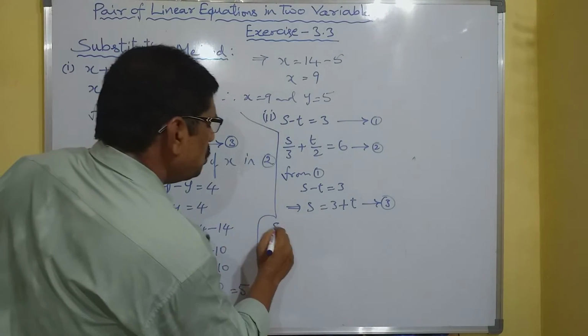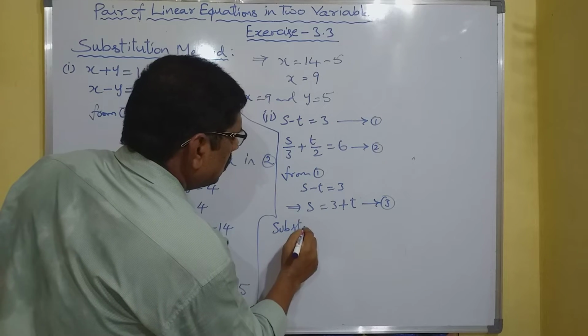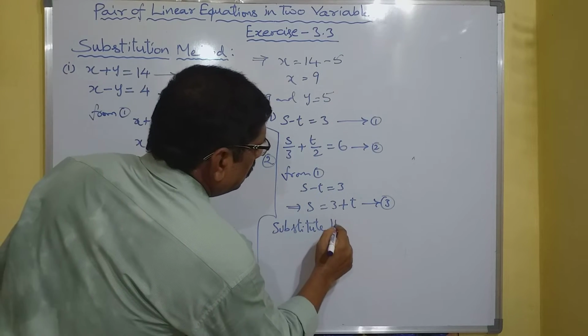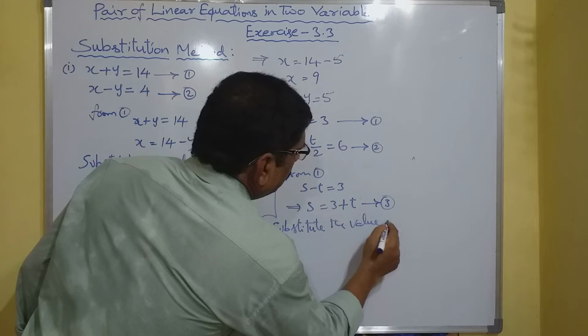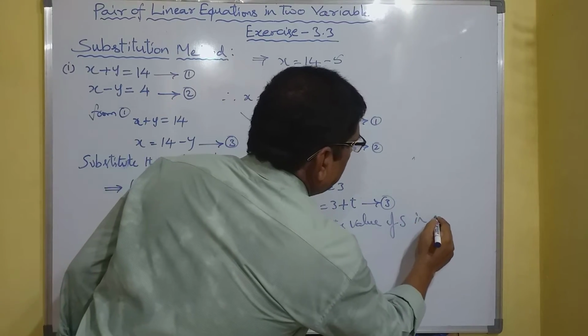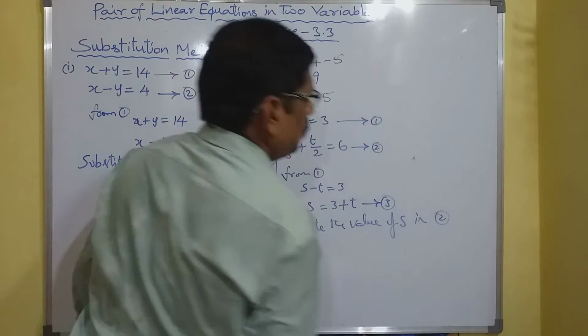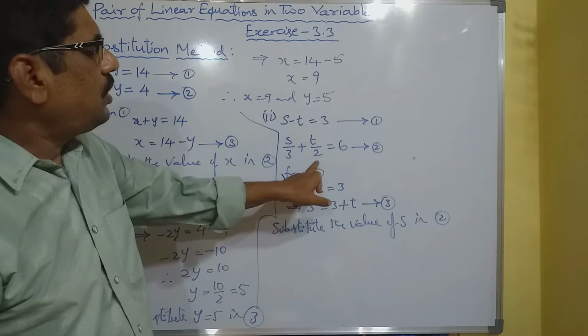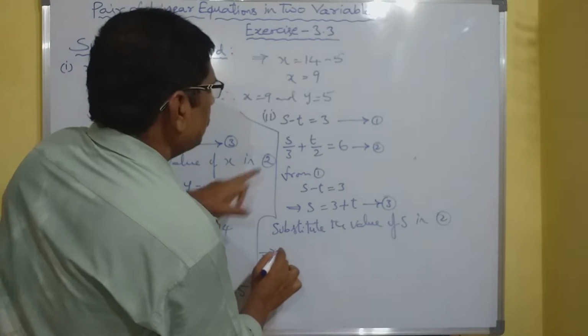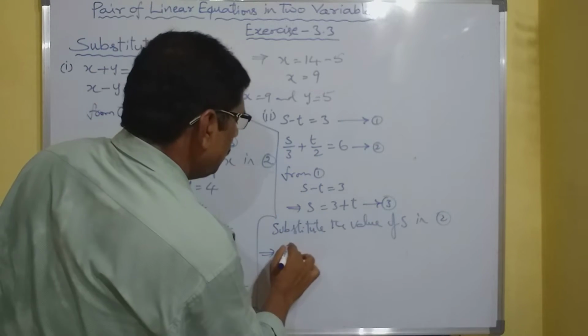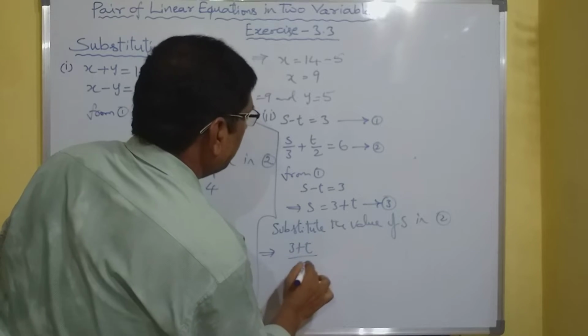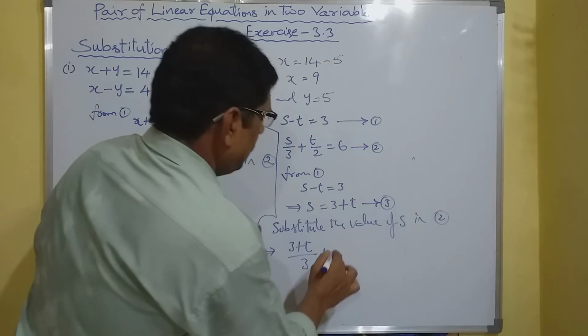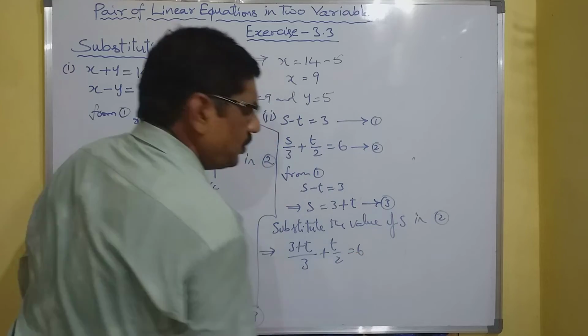Now substitute the value of s in equation 2. In this equation we have to substitute. This implies s by 3, what is the s value? 3 plus t, by 3, plus t by 2 is equal to 6.